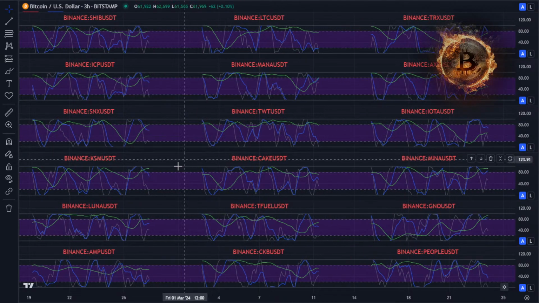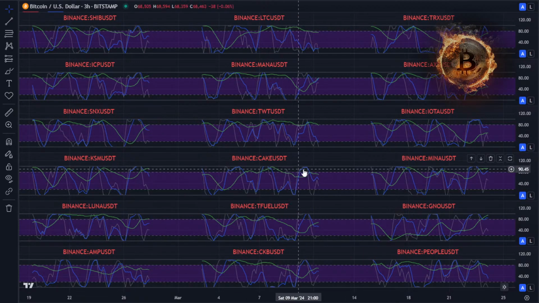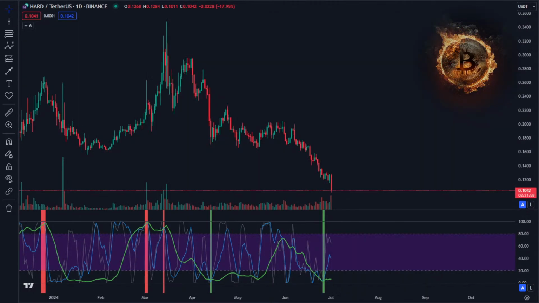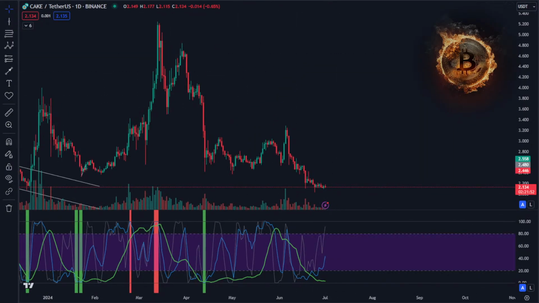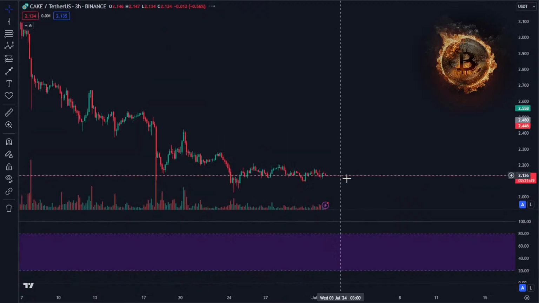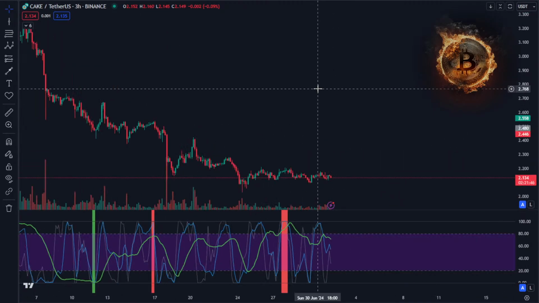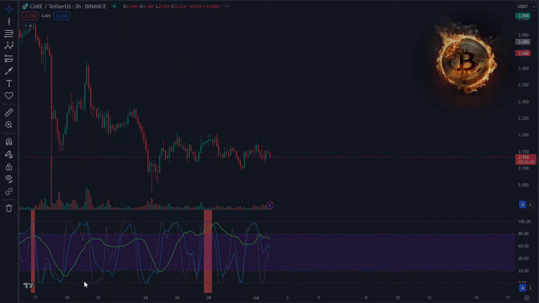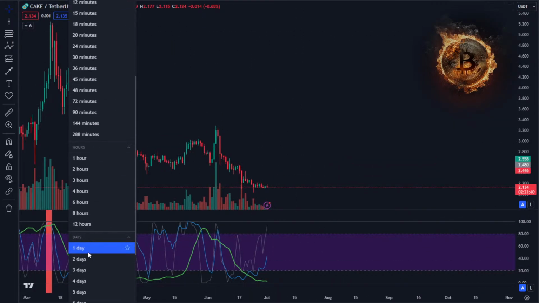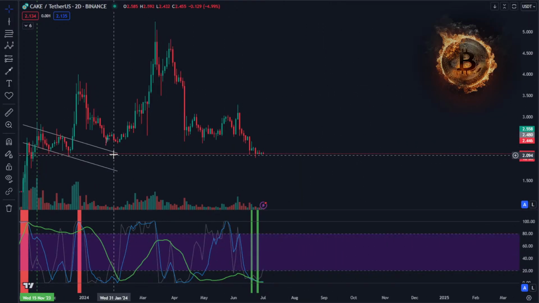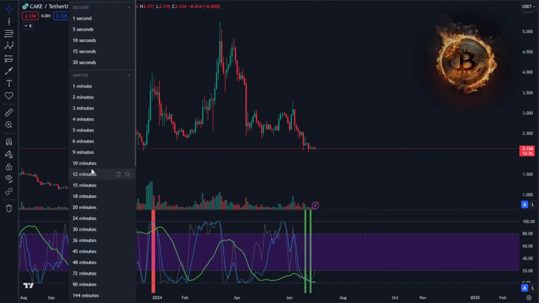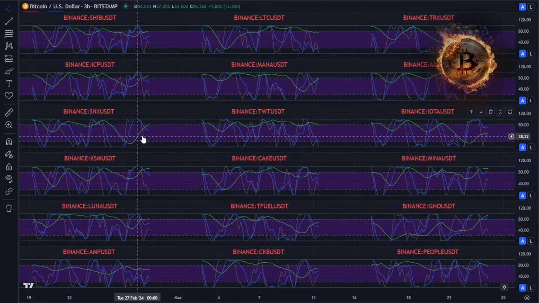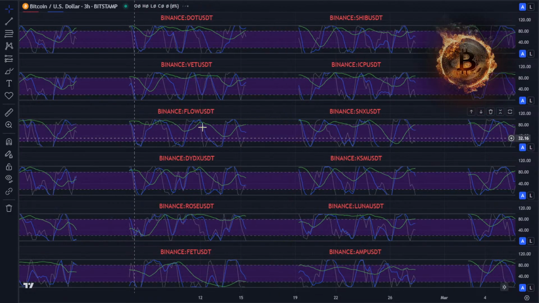The one thing that catches my eye here is CAKE, because it looks like it's dropping down, and then it had a failed fake down. So let's just take a quick look. When you look at this one, it's looking like it's going to drop. Not much to go on. I'm just going to leave it at that, and then moving on.